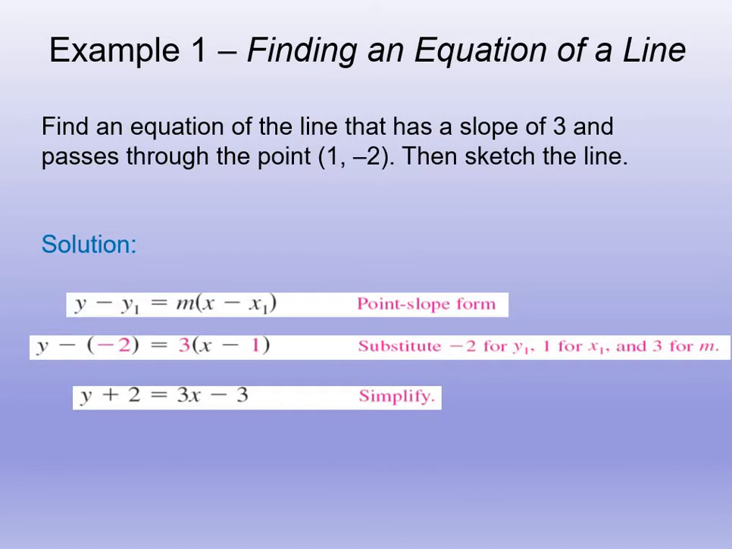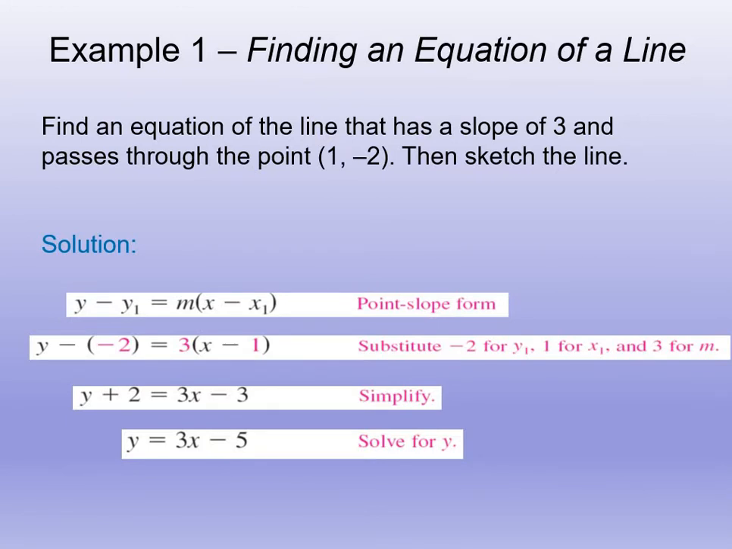The last step, basic algebra: we subtract 2 from both sides. So the equation of our line is y = 3x - 5, where 3 is our slope and our y-intercept is negative 5. That is the equation of a line that has a slope of 3 and goes through the point (1, -2). This seems basic, but it is going to be fundamental for us finding the equation of a tangent line in calculus. Very, very important. Or the equation of a secant line, or things like that we might have to find.